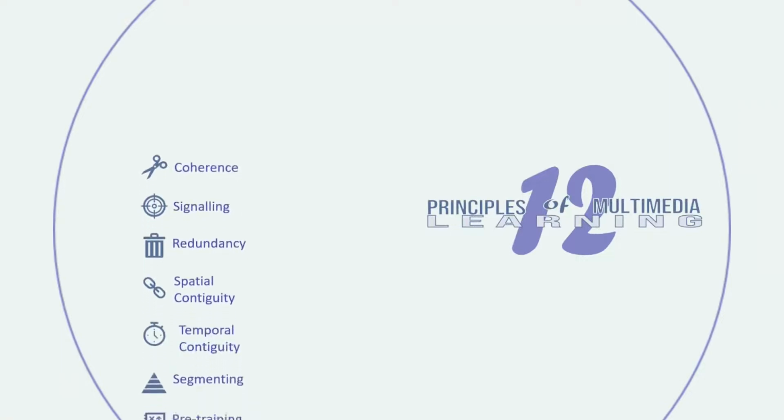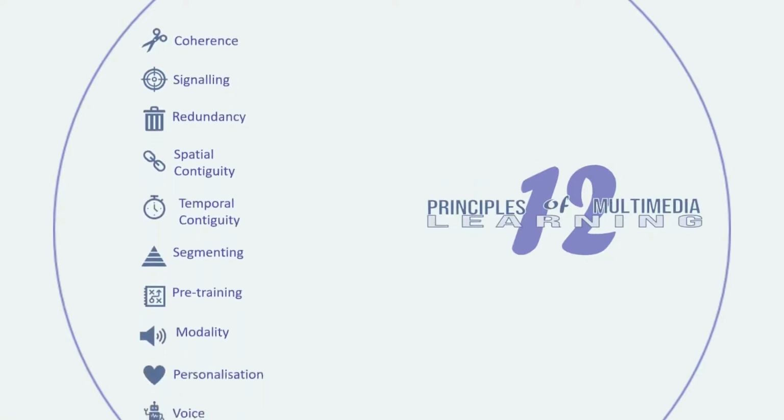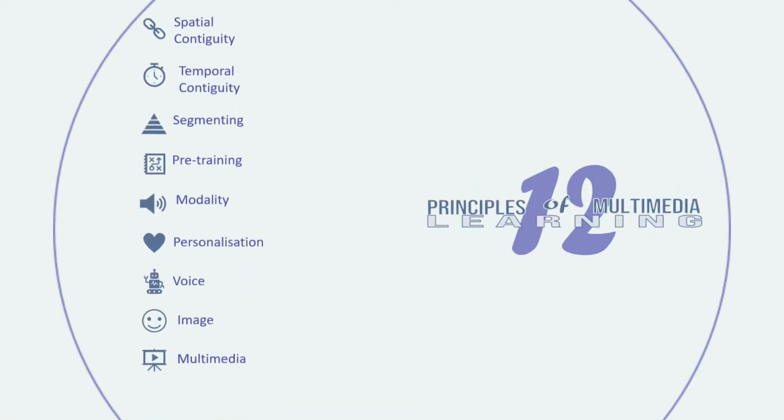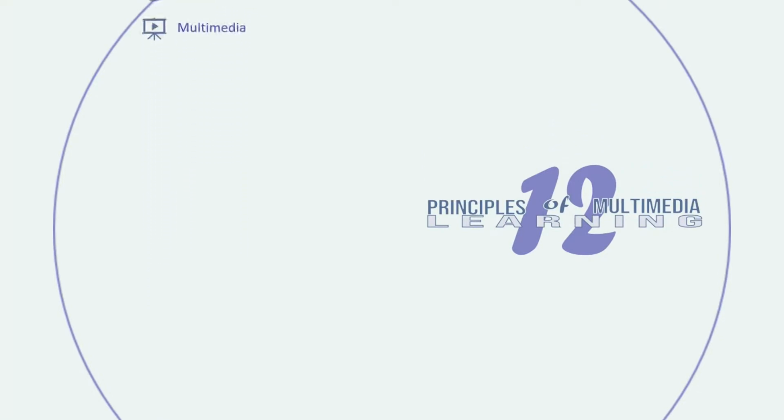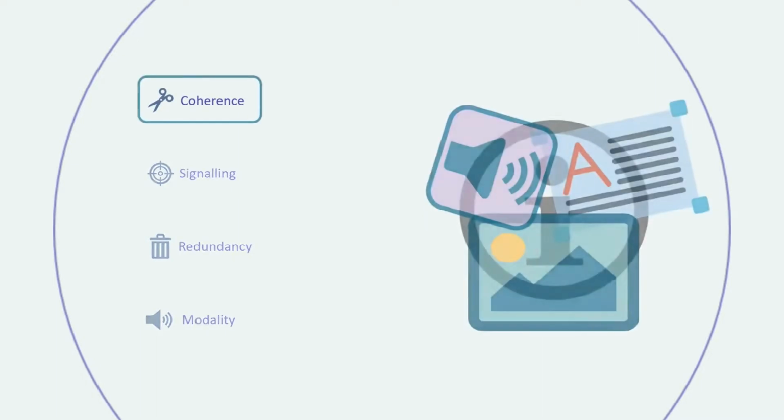Mayer came up with the 12 principles of multimedia learning. This is them there. Now we're not going to go into those, although there is another video on this channel if you would like to learn a little bit more. What we're going to look at today is coherence, signaling, redundancy, and modality. And I will give you a very quick run through of what they actually are.